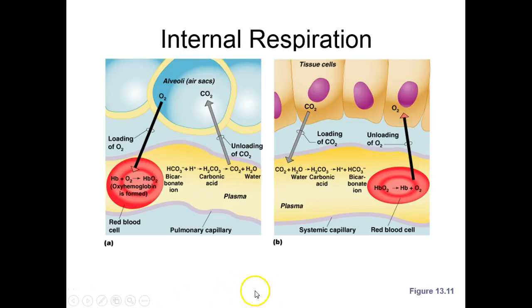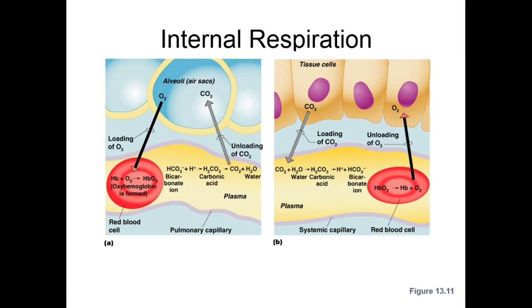This is where we left off, and I think we were talking about the left side image. We want to move on to the right side image. So the left is external respiration, the right is internal respiration. Internal respiration, what's happening here again is based on a concentration gradient.